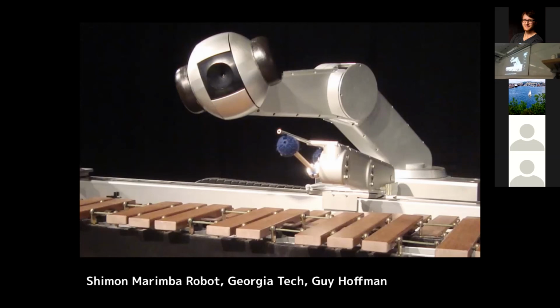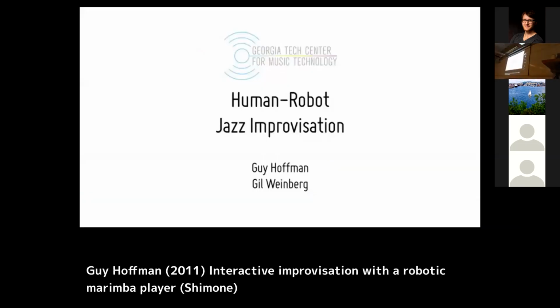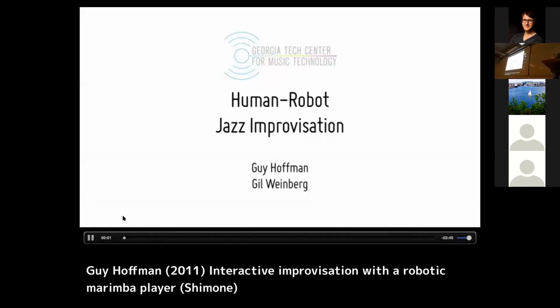So there's this question of, if you're playing music together with a robot, how do you develop a shared understanding or a shared representation of time and structure of the music? And so I want to show you this marimba-playing robot that was built at Georgia Tech. Maybe I'll just quickly play you a little clip of this.